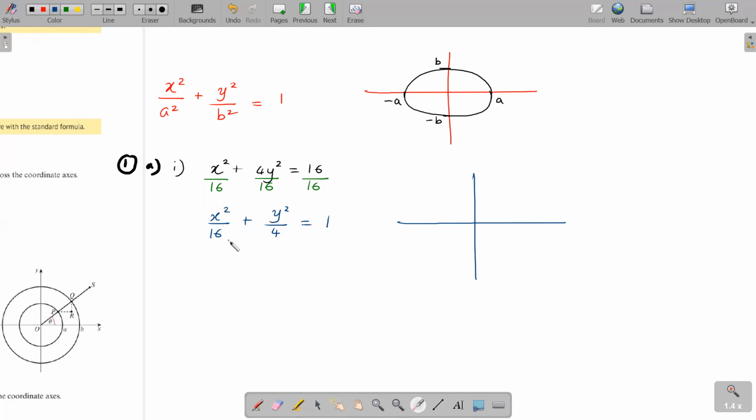Remember, 16 is a square and 4 is b square. Which means a square is 16, so a is 4 and minus 4. B square is 4, so b is 2 and minus 2. So simply draw an ellipse which passes through all these points.